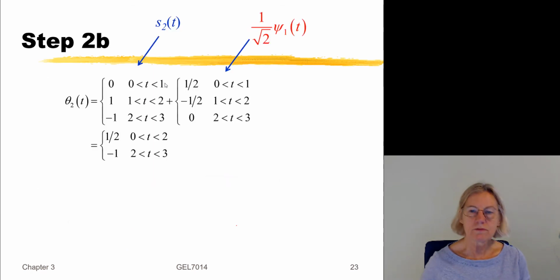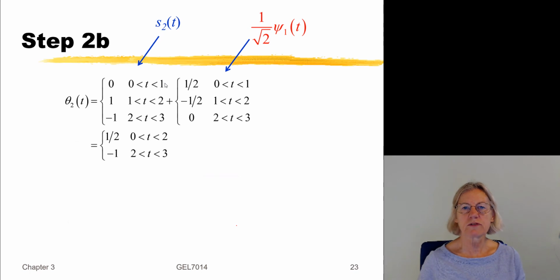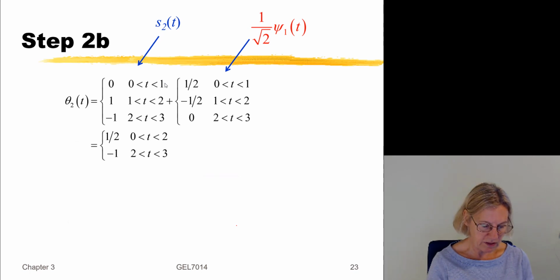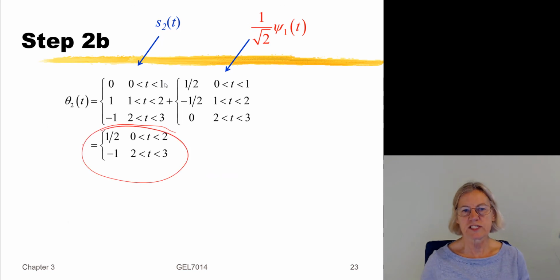So S2 and 1 over the square root of 2 of C1, and I do the math, and I come up with this result, that between 0 and 2 it's 1/2, and between 2 and 3 it's -1. Almost done now with finding my second basis vector. It looks like this, except this one is not length 1. I want it to be length 1.